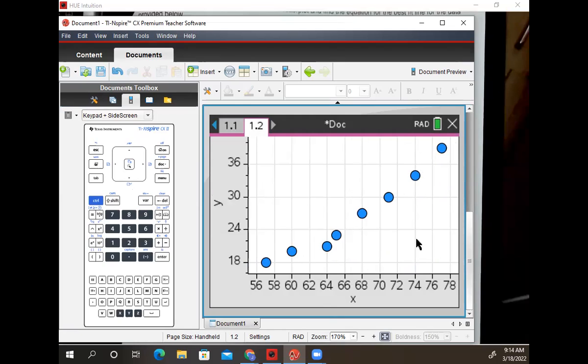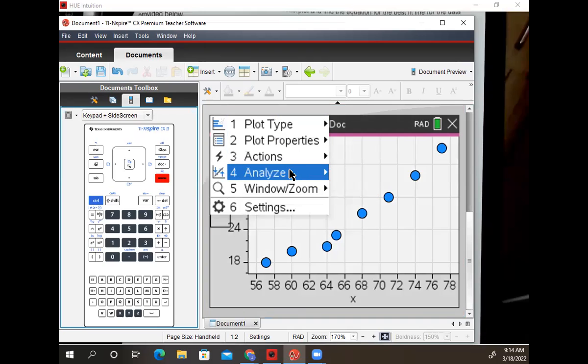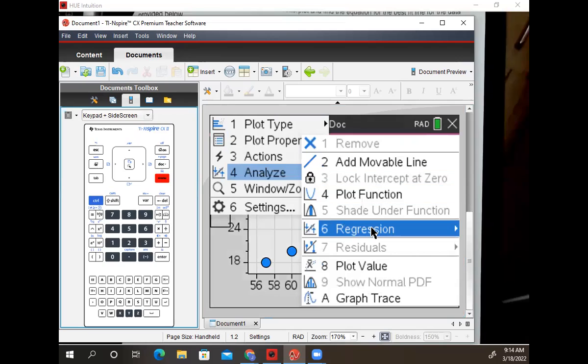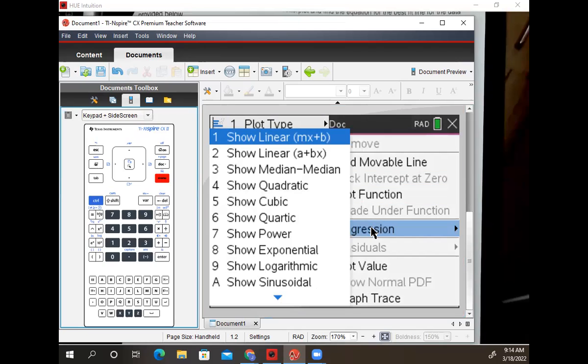Okay. Now what I'm looking for is a line of best fit. If I look at this, it looks pretty linear, but if I read my directions, it also asks me for the best fit line. So if I'm unsure, but I see the word line, that means you want a linear model. Okay. So from here, once I've organized my data, I'm going to hit menu. I'm going to go down to analyze, regression, and then I want it to show linear, and I'm going to use mx plus b, just like I did in the notes video.